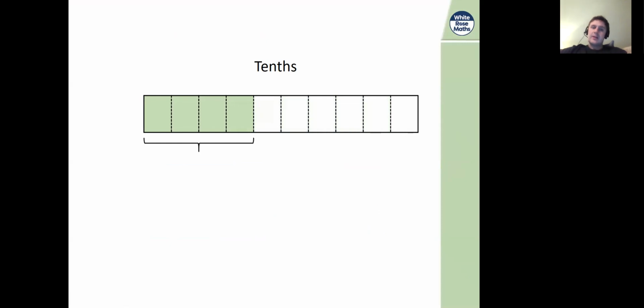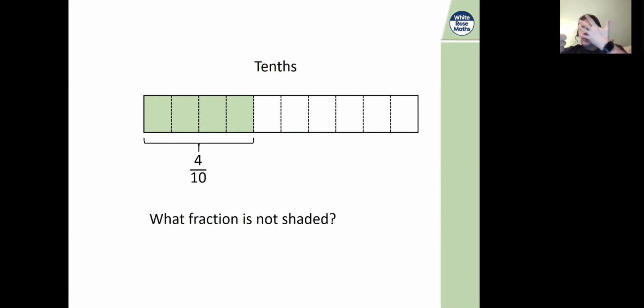What about the part that's shaded in there? We can count the sections. We've got 1, 2, 3, 4. It is 4 out of 10, 4/10. What fraction is not shaded there then? Think back to our number bonds. It's whatever we have to complement it to get to 10. So what do we add to 4? We add 6. Okay, so that'd be 6/10. 4/10 add 6/10 makes 10/10.